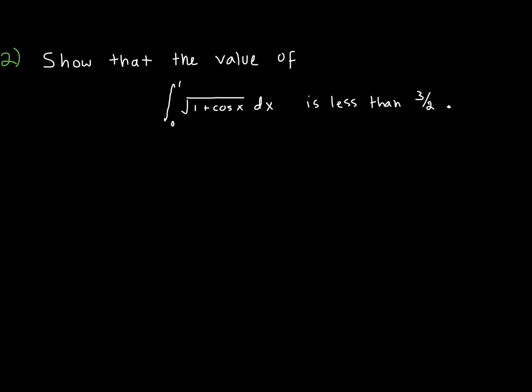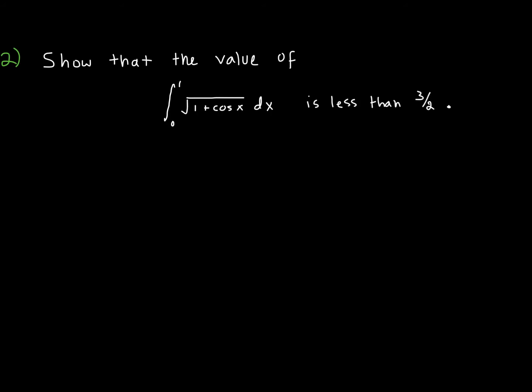All right, hopefully those went well. Let's go ahead and try this out. So show that the value of the integral from 0 to 1 of the square root of 1 plus cosine of x dx is less than 3/2. Go ahead and try this on your own first, and then we'll take a look together.